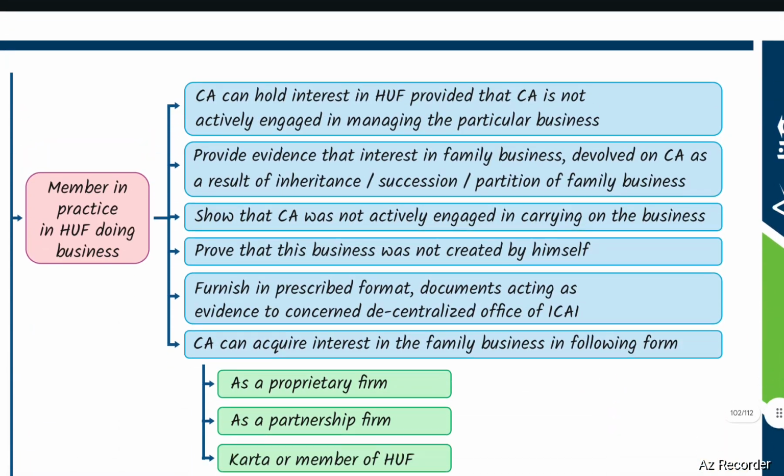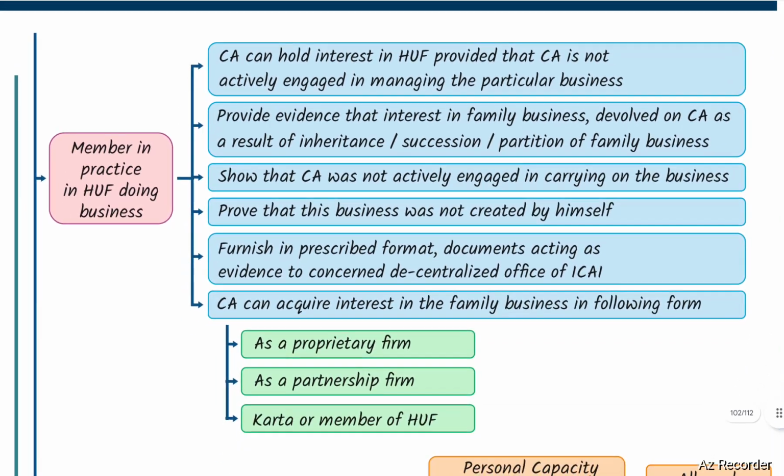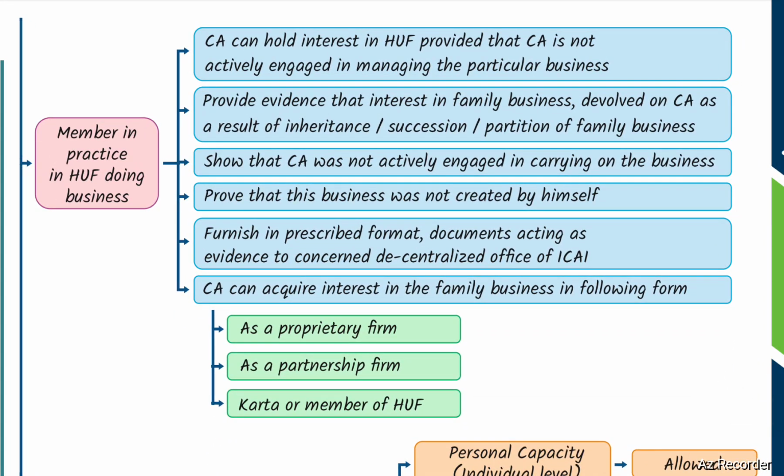Next, a member in practice in a HUF doing business. A CA can hold interest in a HUF provided that the CA is not actively engaged in managing the particular business. Provide evidence that the interest in the family business devolved on the CA as a result of inheritance, succession, or partition of the family business. Show that the CA was not actively engaged in carrying on the business. Prove that this business was not created by himself. Furnish documents acting as evidence, in the prescribed format, to the concerned decentralized office of ICAI.